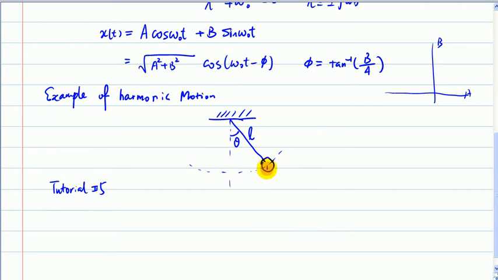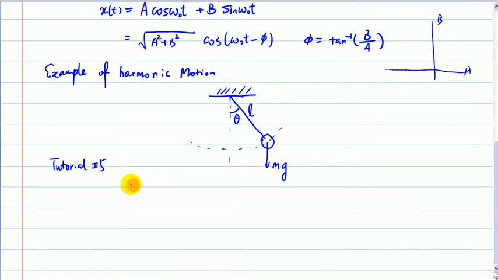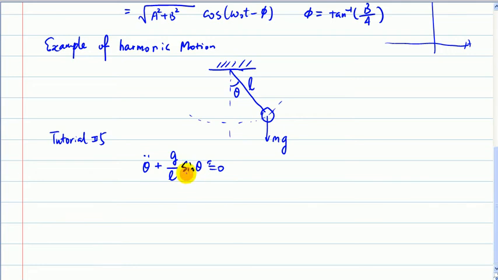Here's your mass, and because of gravity, if you remember, the equation of motion derived for this one is theta double dot plus g over L theta equal to 0. Sorry, actually in that case it's sine theta equal to 0. This is the precise equation of motion.